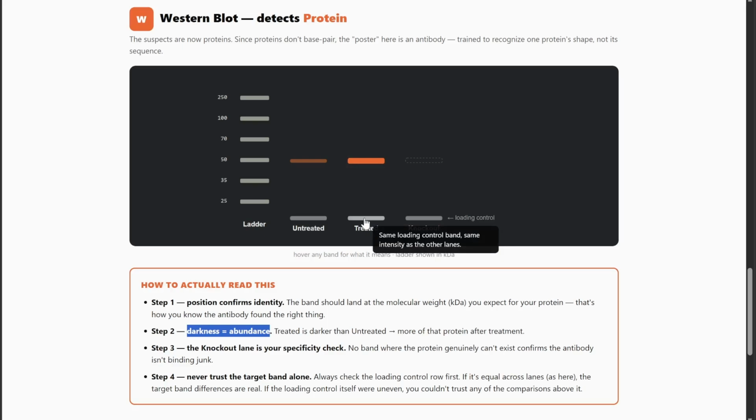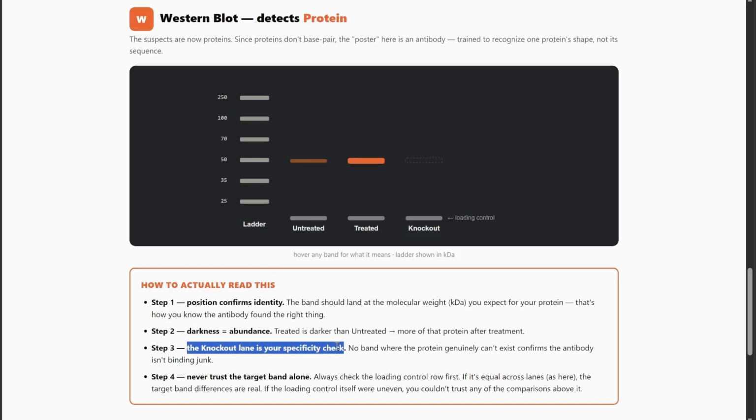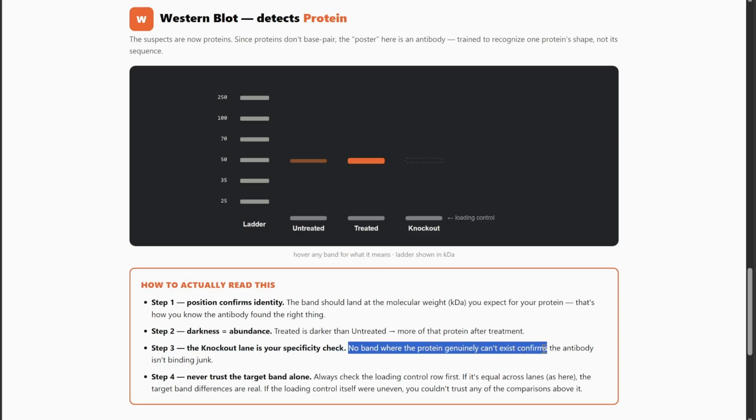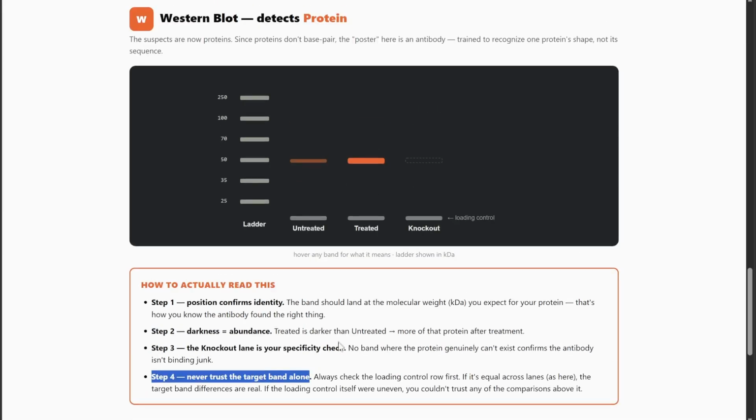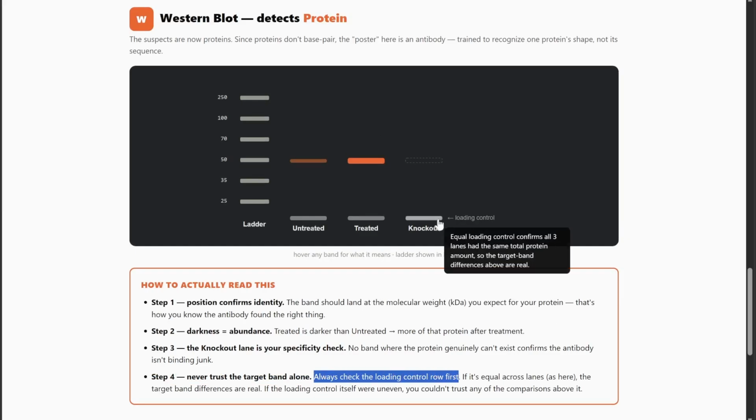So same loading control band, same intensity as the other. In untreated protein, there's less, but it's the same over here. So what is the knockout lane in our specific results here? This is where there's no band where the protein generally can exist, which confirms the antibody isn't binding junk. And step 4 is never trust the target band alone. Always check the loading control first. Equal loading control confirms all 3 lanes had the same total protein amount, so the target band differences above are real. Loading control is basically in the name.